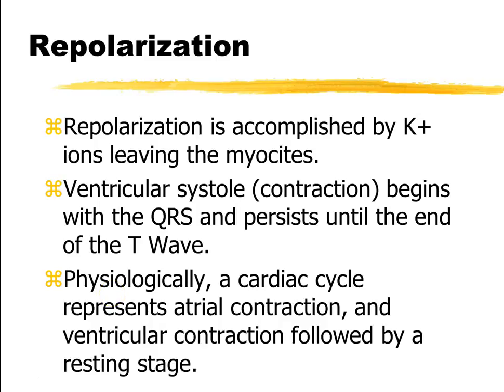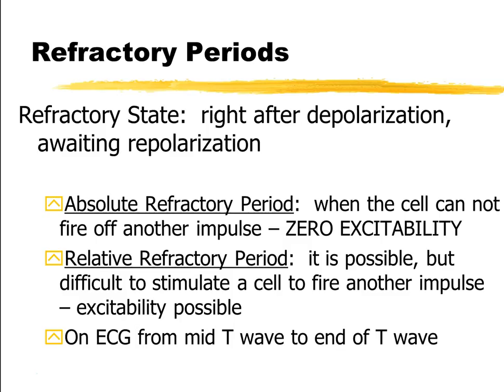Repolarization is accomplished, if you think physiologically, by the potassium ions leaving the myocytes, or those muscle cells. The ventricular systole, or the contraction, begins with the QRS complex and continues until the end of the T wave. So physiologically speaking, a cardiac cycle represents the atrial contraction and ventricular contraction followed by a little bit of a resting period. So that's the entire cardiac cycle.